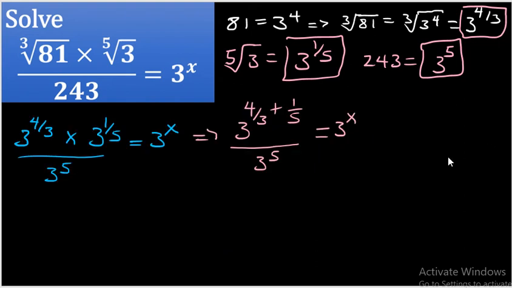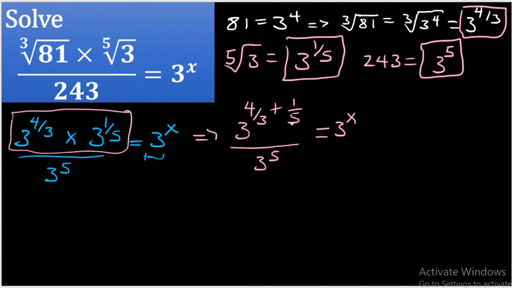So when we substitute every component, in place of the cube root of 81 we wrote 3 to the power of 4 over 3, and in place of the fifth root of 3 we write 3 to the power of 1 over 5, the whole over 243, which is 3 to the power of 5, equal to 3 to the power of x. The right hand side will be kept as it is. This implies, when you observe the numerator here, it is the product of two exponents having the same base, 3. So we can take one base and add the exponents.